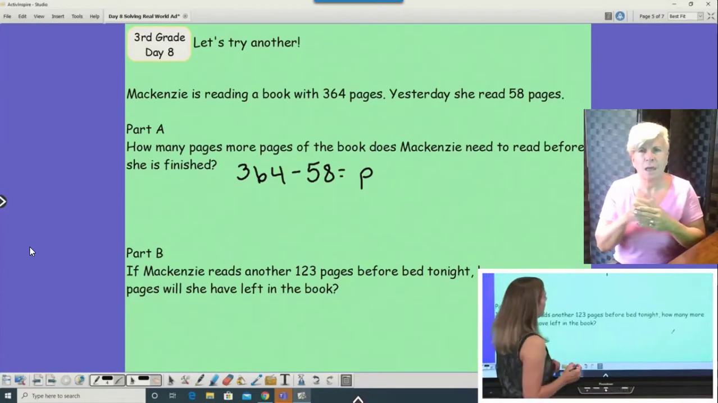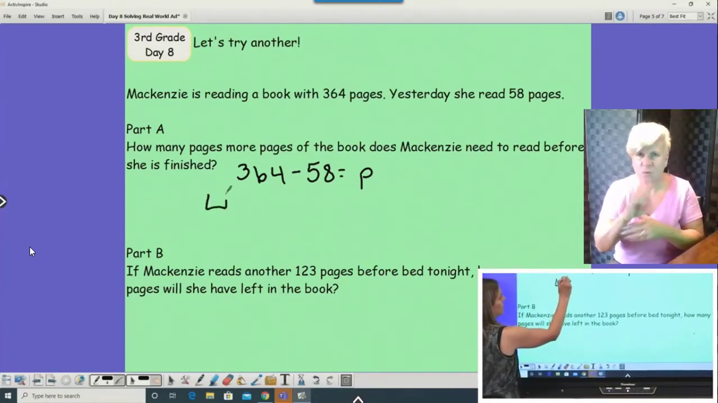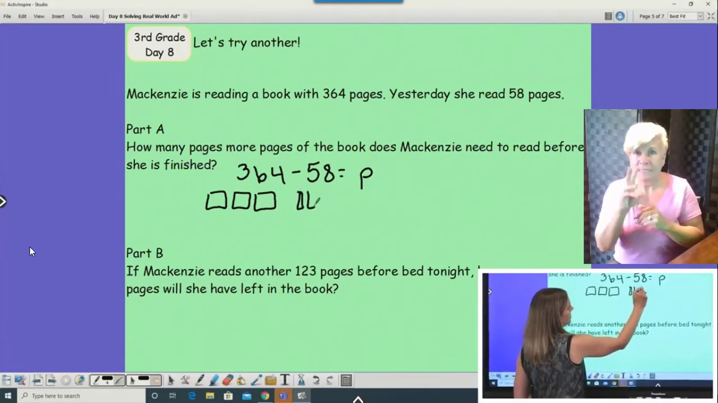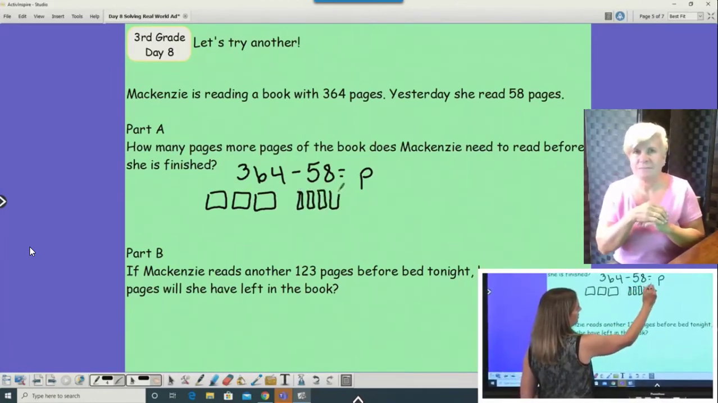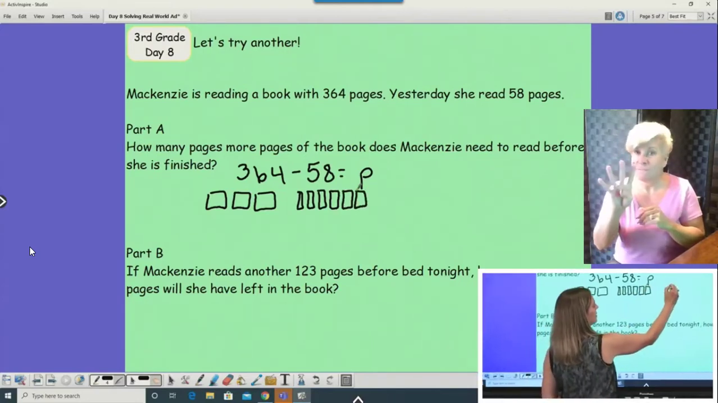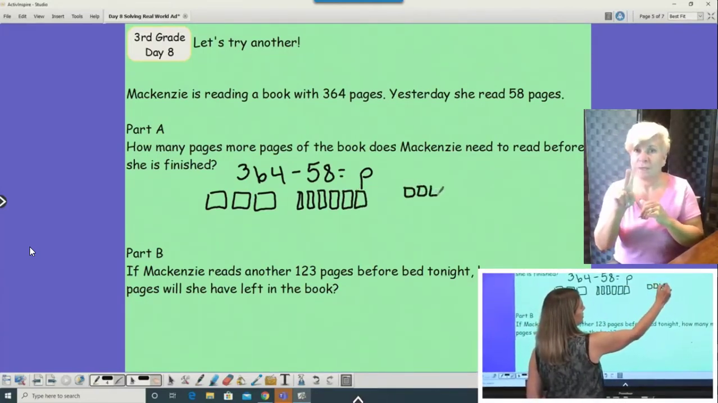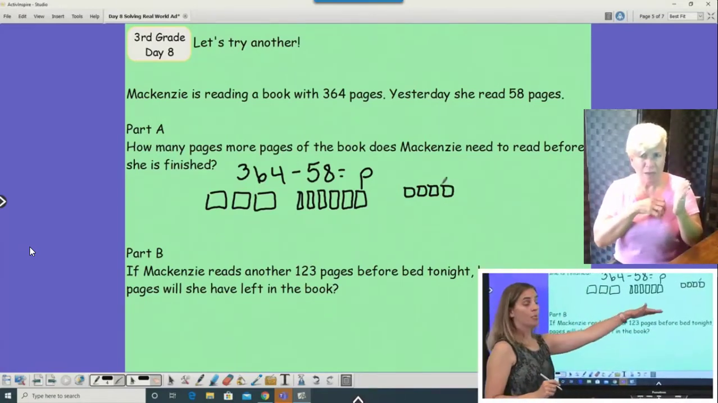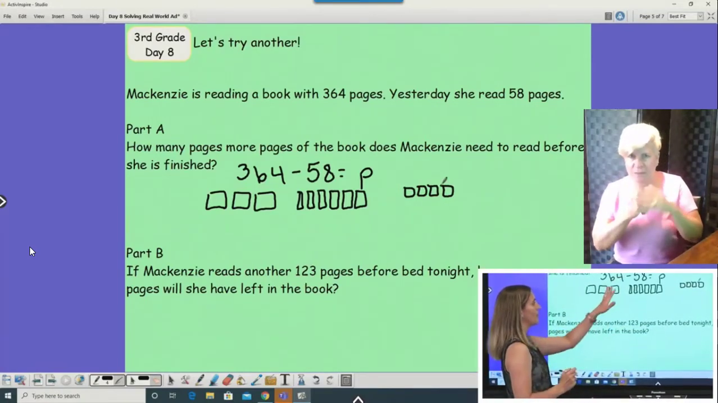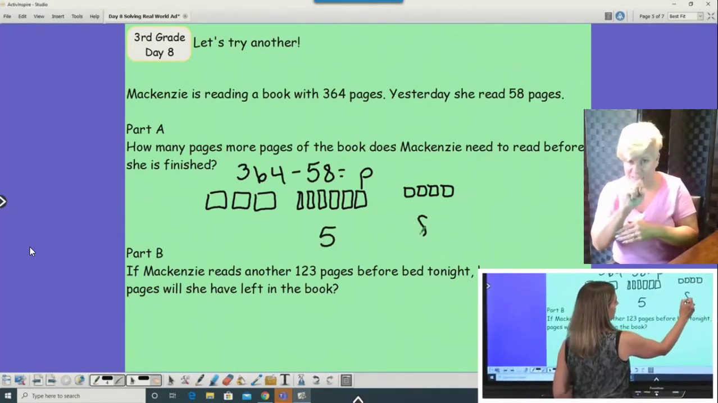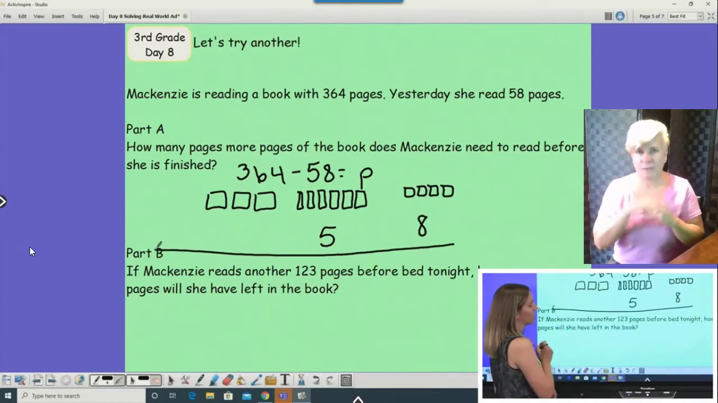So I'm going to draw 364. So here's my 300, my 60, 10, 20, 30, 40, 50, 60, and 1, 2, 3, 4. Now remember, when we subtract, we're just going to put those numbers underneath from this one. So I'm not going to take away any hundreds, but I am going to take away 58. Okay, so let's take a look.